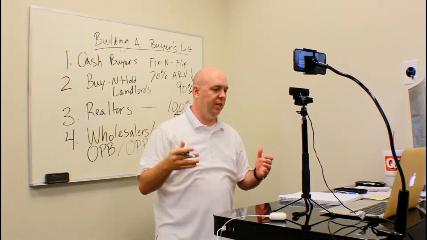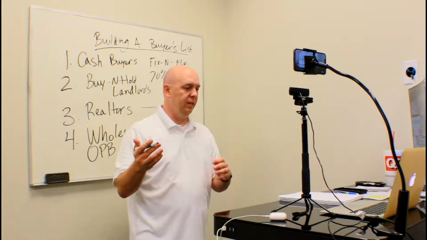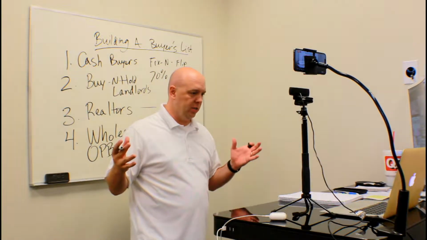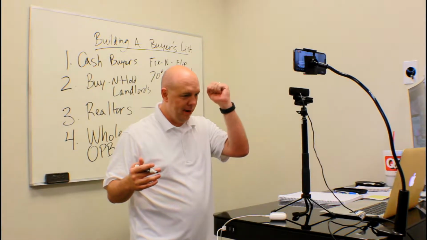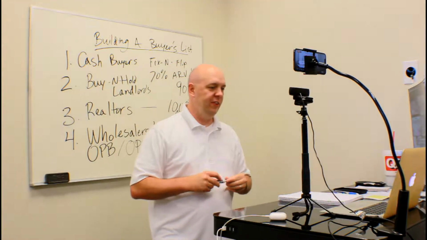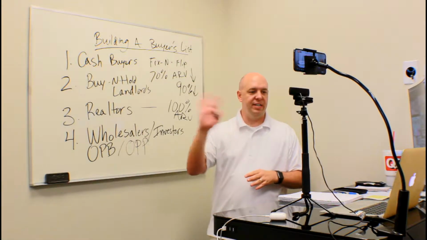My very first wholesale deal that I ever did, I did a 50-50 split with Sean Terry. He had a list of 30,000 buyers. I had 0 buyers on my list. And it was a great deal. I loved it. 50-50, I made $5,500 on my first deal, and I was ecstatic.